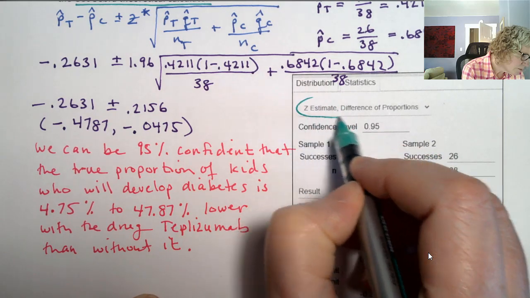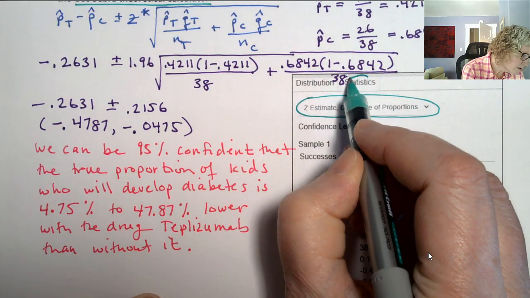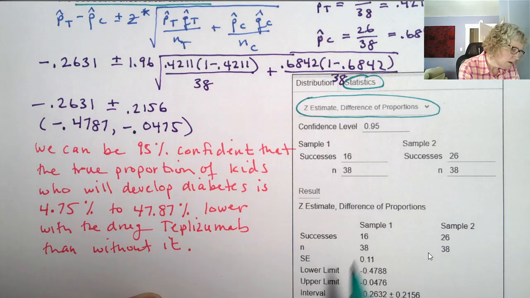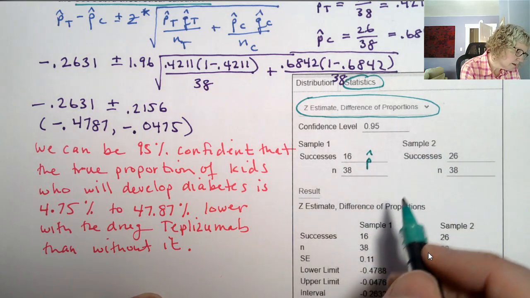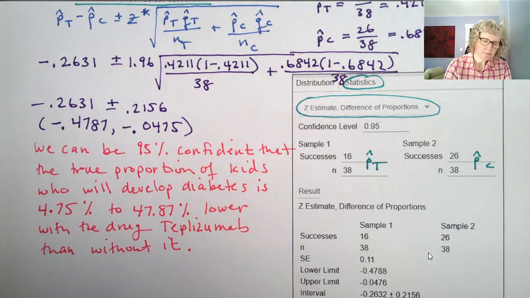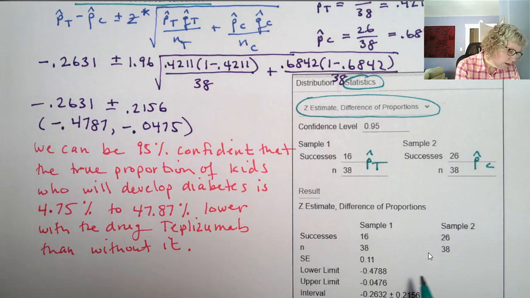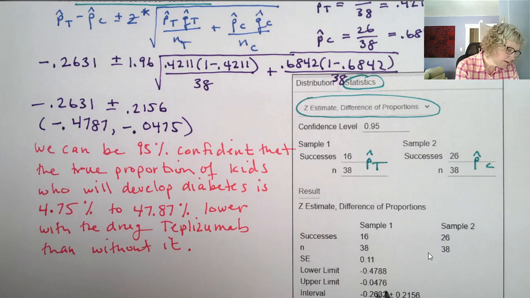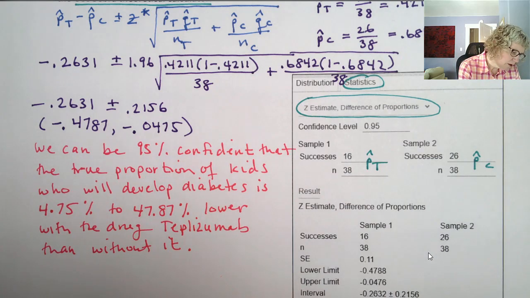Z estimate difference of proportions. Remember, this is the statistics tab, and this is our p hat t, and this is our p hat c. What else do I want to highlight on here? Then they kind of repeat the p hats again. This is our margin of error right there, and this is our lower bound and upper bound.